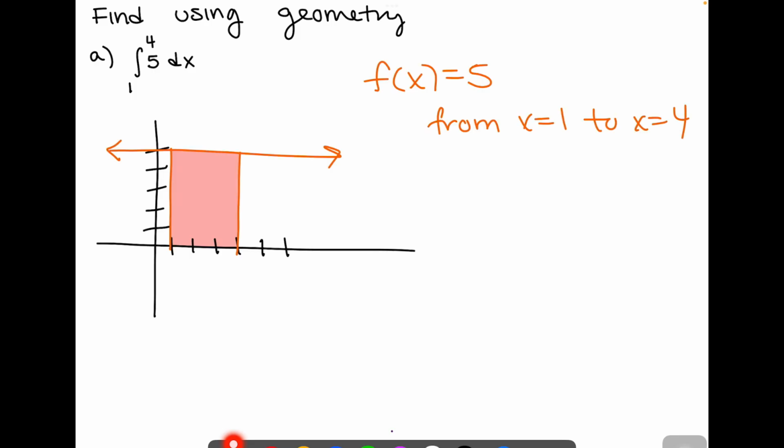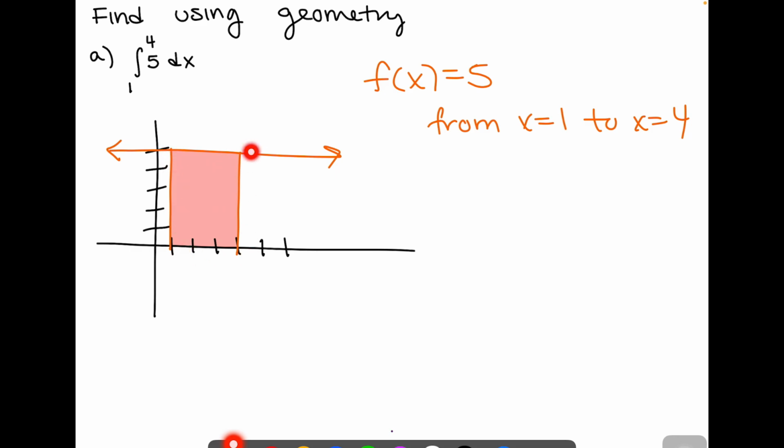So I'm going to start by drawing a picture. The function that we're dealing with is f of x equal 5, or the line y equals 5. That's a horizontal line. My bounds of integration are 1 and 4. So we are trying to find the area under that horizontal line, y equal 5, from x equal 1 to x equal 4.